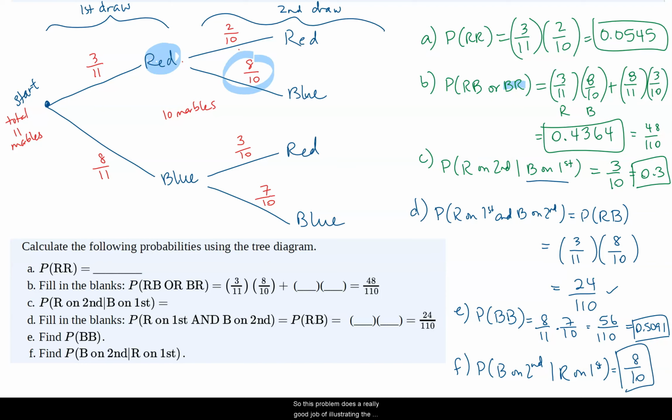8/10, or 0.8. So this problem does a really good job of illustrating the difference between and probabilities, where if we have a tree diagram like this, we would multiply the sequences of probabilities together to get the and probabilities, and the given probabilities, which means we already know the first draw has happened, so we can move past that probability and go into the second draw probability. So hopefully that helps in the whole realm of given probabilities, these conditionals.